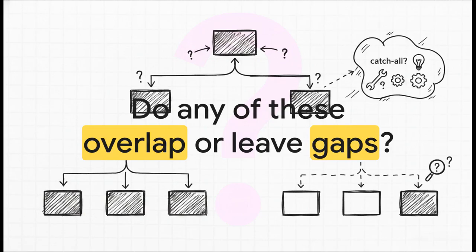This is the crucial checkpoint where honestly, most people just skip ahead. And because they skip it, their tree becomes a messy, useless failure. You have to fix your tree until every single issue fits into exactly one place.